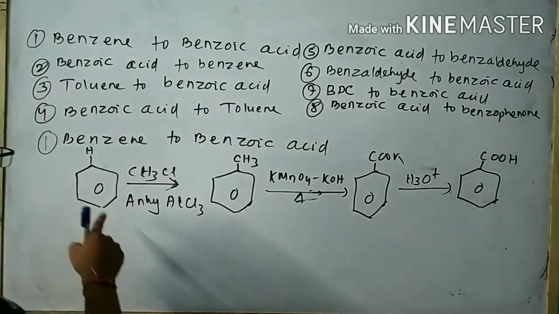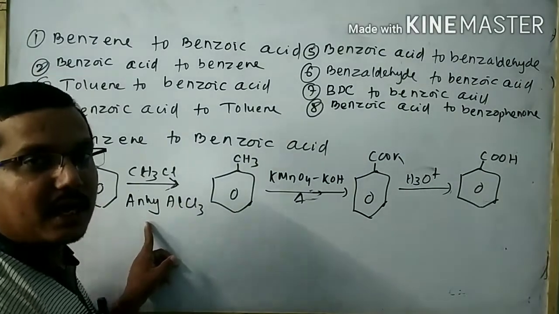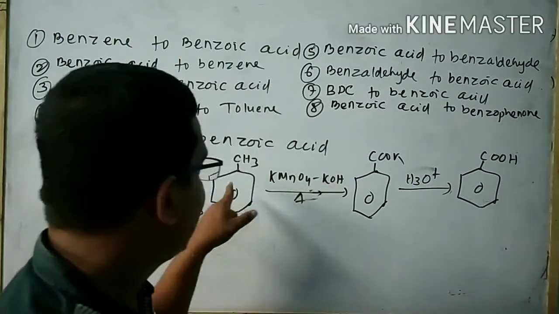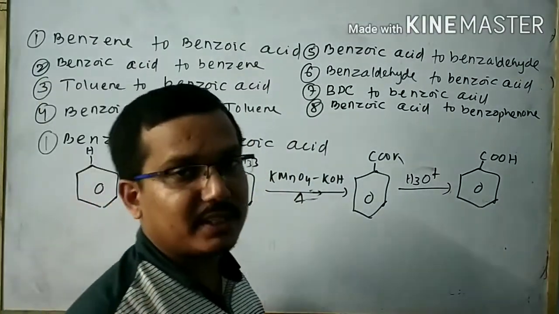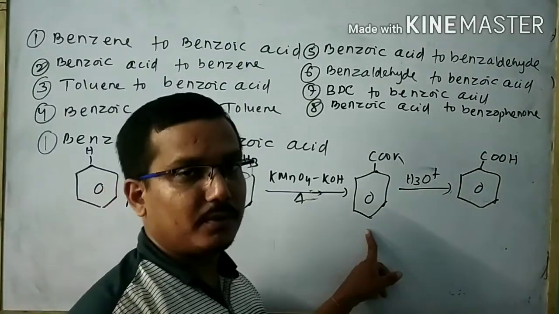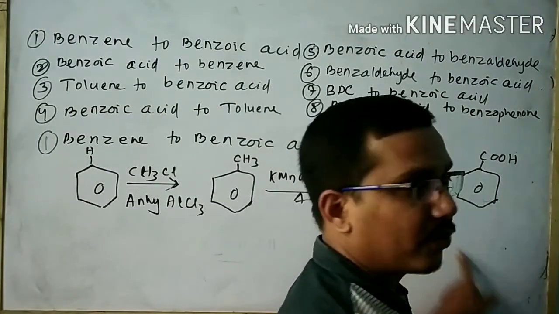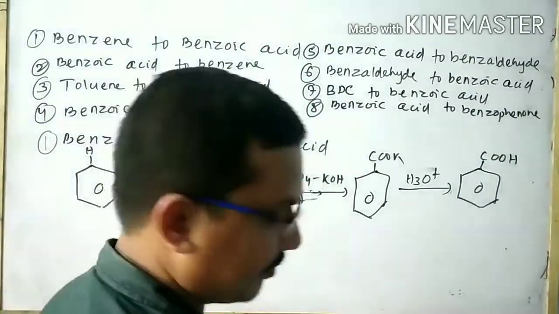Again I will repeat, benzene is subjected to Friedel-Crafts alkylation. Alkyl benzene is formed, that is here toluene is formed. Then it is subjected to reaction with KMnO4 in the presence of KOH, also heat is given. Then the salt of benzoic acid is formed. This salt of benzoic acid undergoes acid hydrolysis, giving benzoic acid.